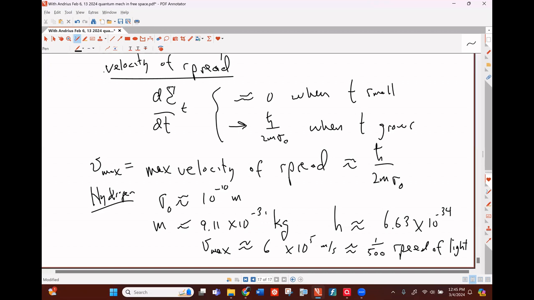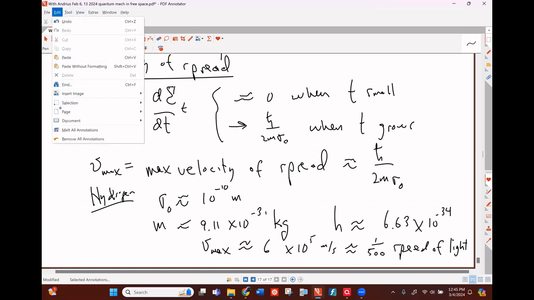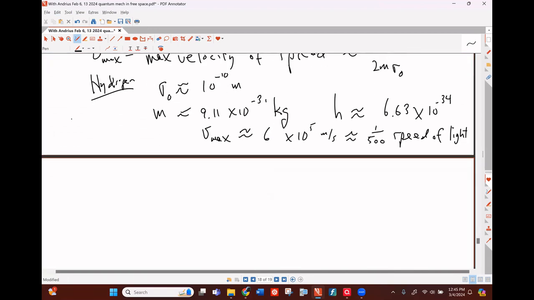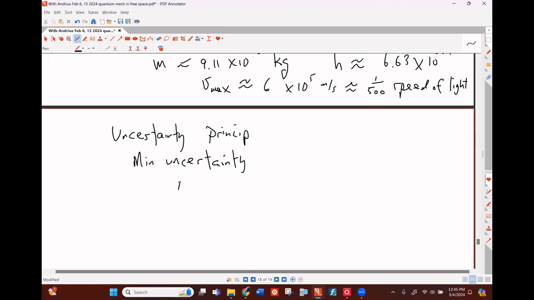Let's go ahead and look at the uncertainty principle. I just want to verify this. So, the uncertainty principle. The minimum uncertainty, which holds for Gaussian wave packets, is delta x delta p equal to, at minimum uncertainty, h bar over 2. And so delta p is m delta v, so that means delta v is equal to h bar over 2m times delta x.